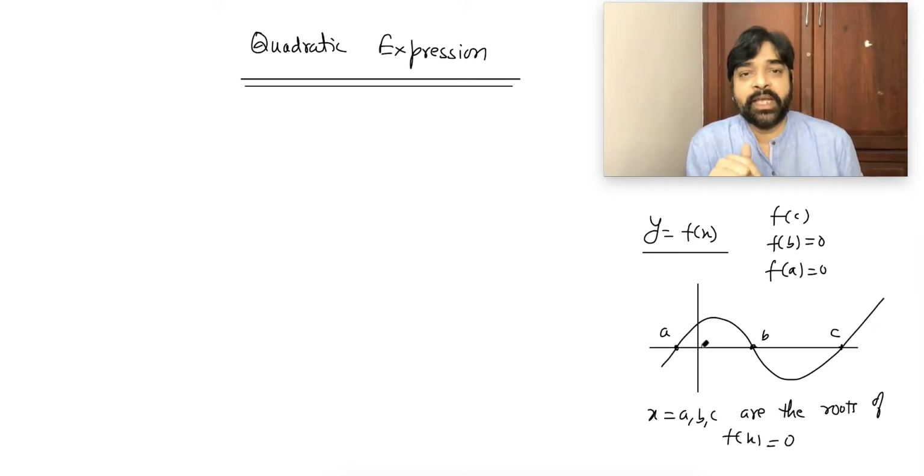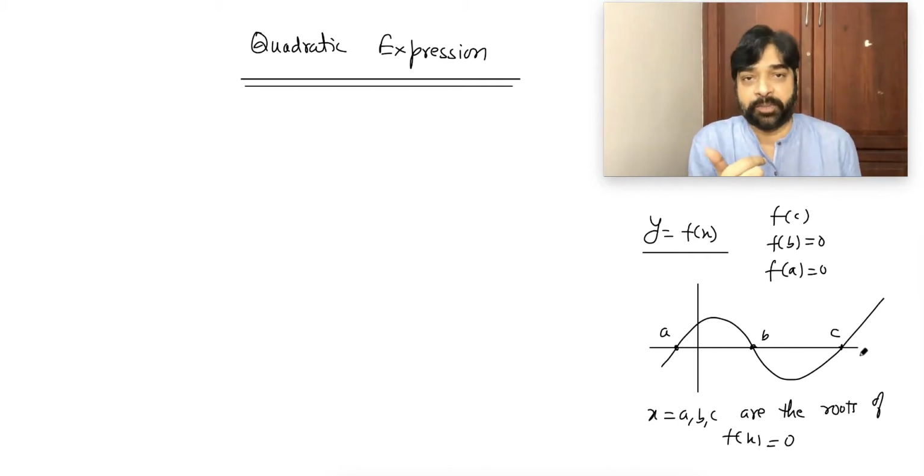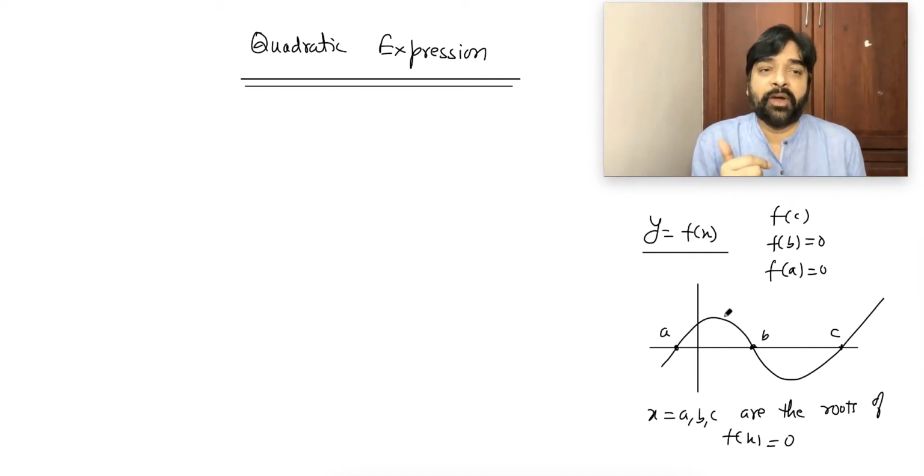Many other things we can say. For x less than a, f(x) is positive. I said wrong. For x less than a, f(x) will be negative because the graph is below the x-axis. Between a and b, f(x) is positive because the graph is above the x-axis. Between b and c, f(x) is negative, the graph is below the x-axis. And for x greater than c, again f(x) will be positive. So all this information comes from the graph itself. Everything comes out from the graph.